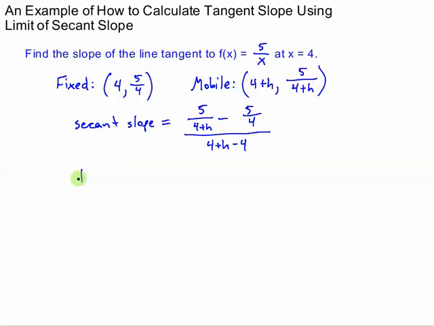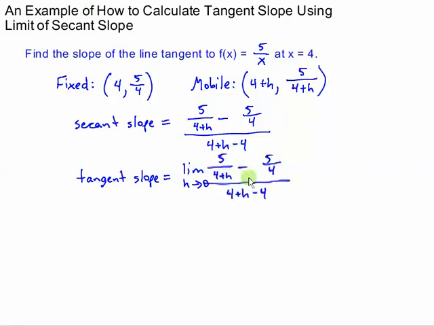But more importantly, we're going to go ahead and do the tangent slope. The tangent slope is what you get when you let h approach 0 in the secant slope. So the tangent slope is the limit as h approaches 0 of this slope right here. So now we have to evaluate this limit and we will be done.